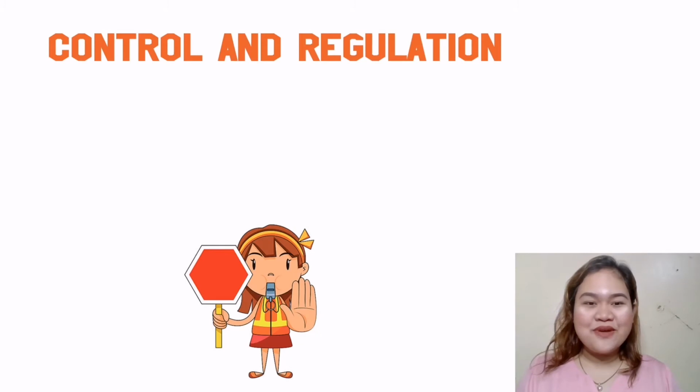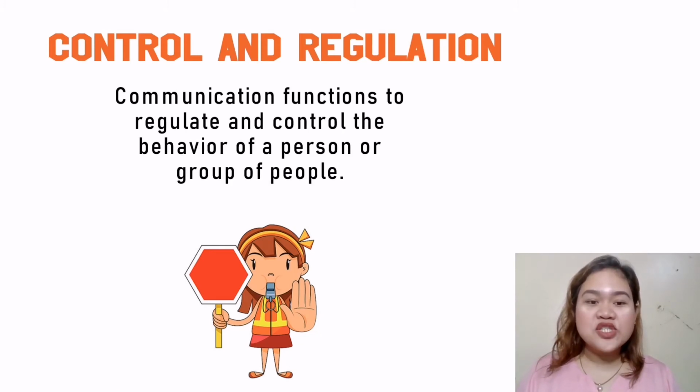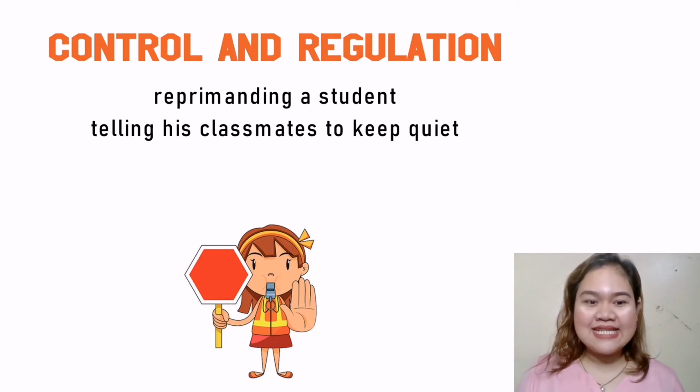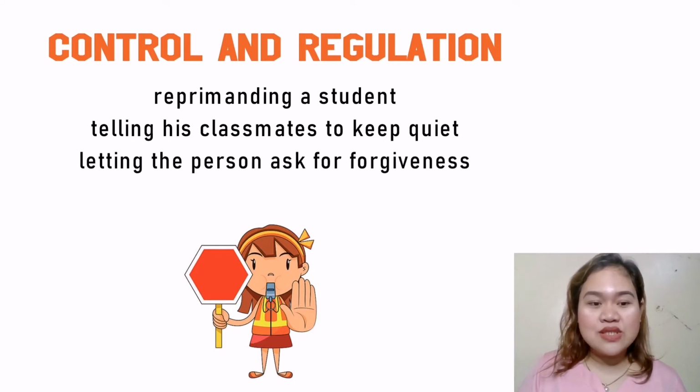The first function of communication is for control and regulation. Communication functions to regulate and control the behavior of a person or group of people. We speak to control him or to control them. The examples of this are: a teacher reprimanding a student, the class president telling his classmates to keep quiet, the guidance counselor letting the person ask for forgiveness. We speak because we want to control and regulate them.